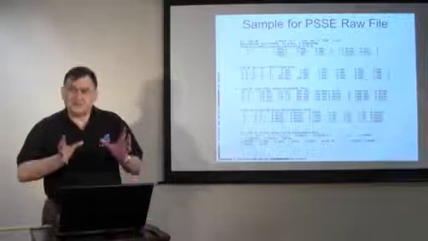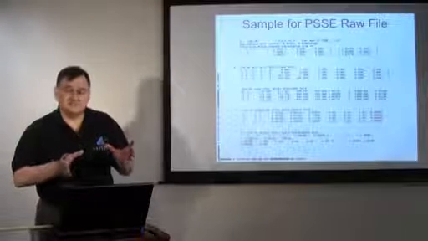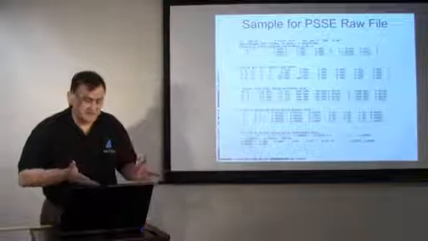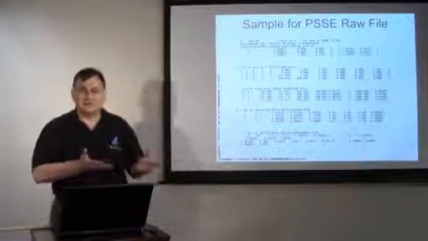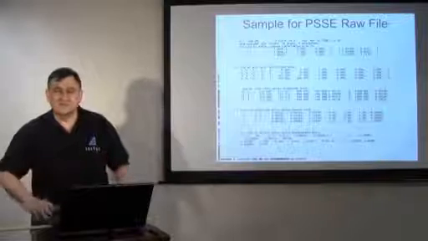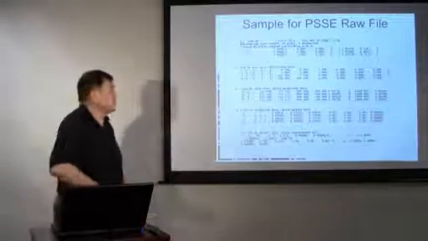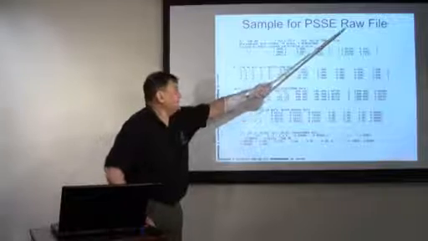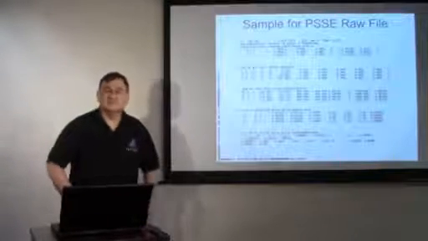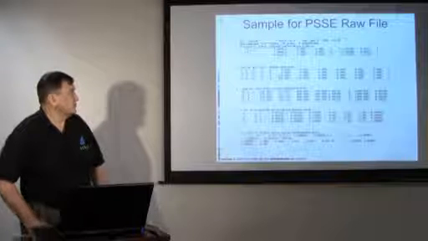The other aspect is that in the 50s, 60s, 70s, we didn't have nice graphical user interfaces. So literally, engineers were preparing models, data for these models using text files. And here's an example of what's called the raw file, which is the basic big text file for all the data going into a PSSE planning power flow.